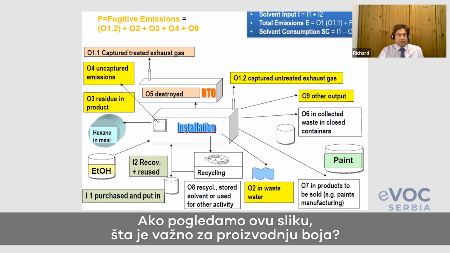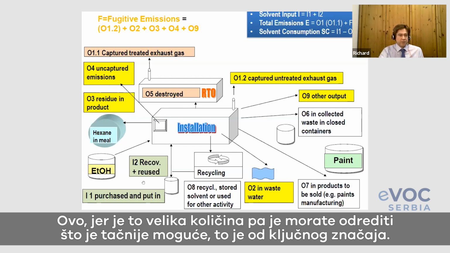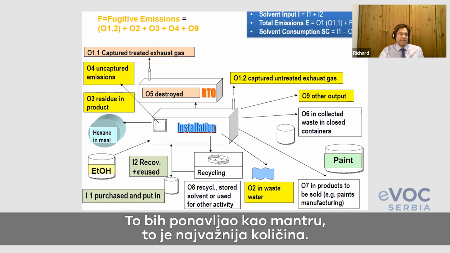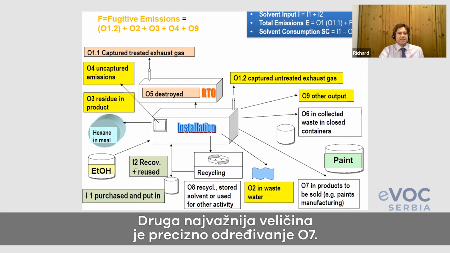So if we look now at that figure, what is important for the paint manufacturing? It is that one, because that is a large quantity. And so you must determine that large quantity as precisely as possible. Really, that is crucial. That is the most important quantity. The second important quantity is exactly the determination of O7.